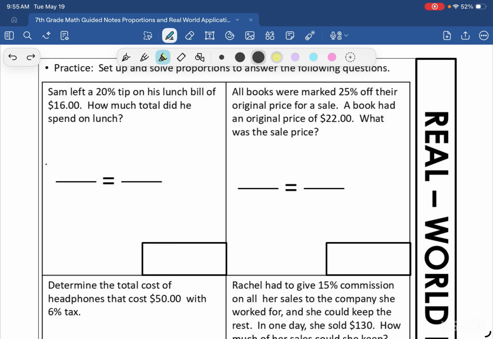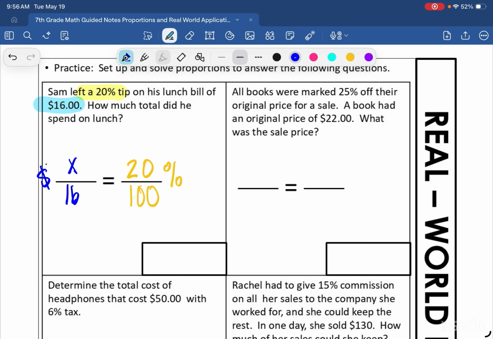Okay, doing this one, it says Sam left a 20% tip. Let's mark that information on his lunch bill of $16. How much total did he spend? So let's write my proportion. I'm going to keep my percents here in the right. Now I don't have to keep the percents in the right. It doesn't really matter as long as I'm consistent with how I set it up. But we'll do 20 over 100, part to whole, and my money here in the left. So my part, I don't know. That's what I'm trying to figure out. And then $16, part to whole.